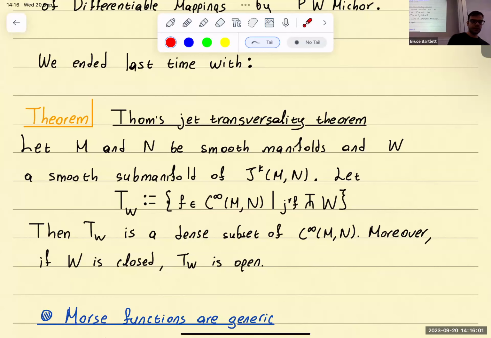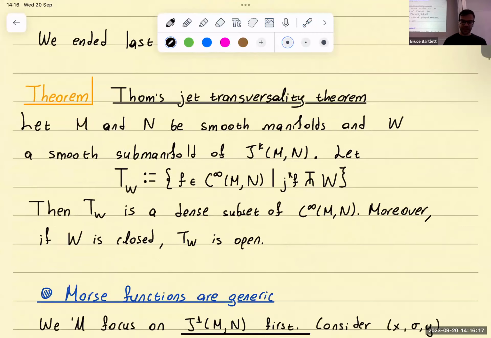Just for posterity, maybe make it clear that's a j^k f there. Yeah, that's an R. Yeah, you're right. Thanks, that's a good catch, Bruce. Yeah, okay, that's right.